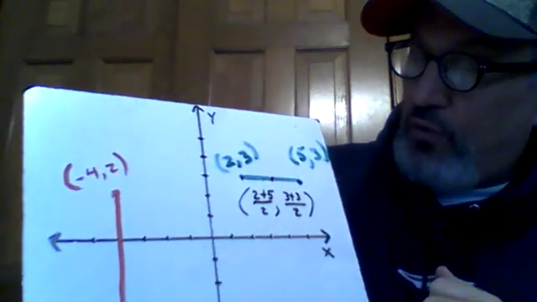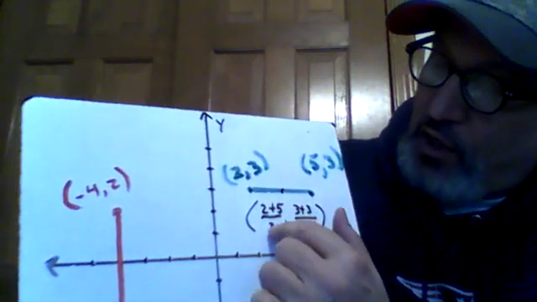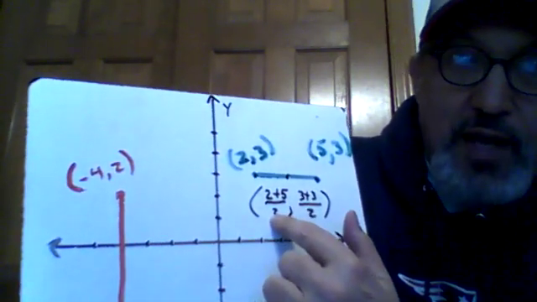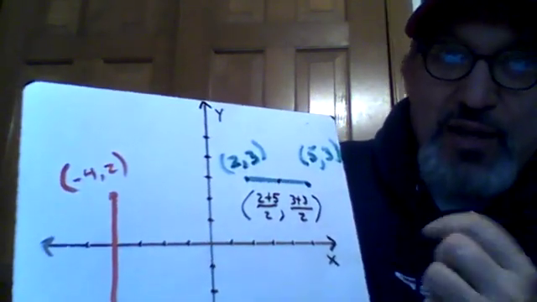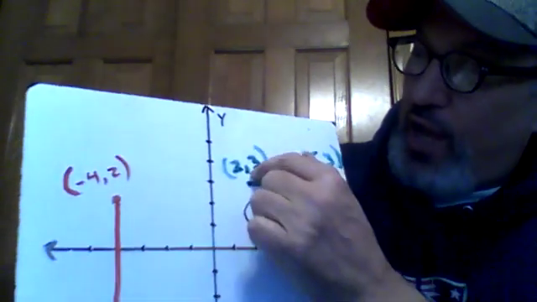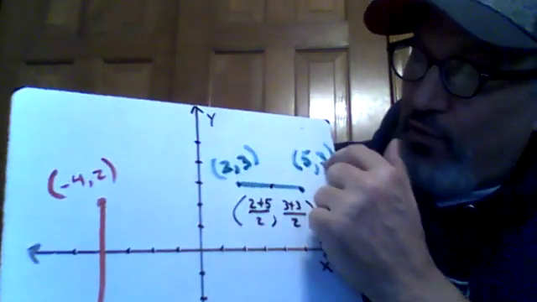7 over 2, 3.5. I won't simplify these because I'm kind of out of space here, but the x coordinate is 3.5. Now the y coordinate was obvious. This was a horizontal line segment, so the y coordinate had to also be 3. And you get that by taking the average of the two 3's.